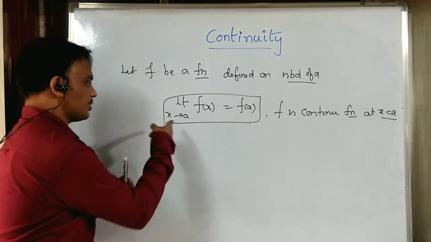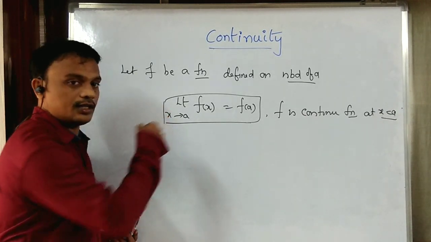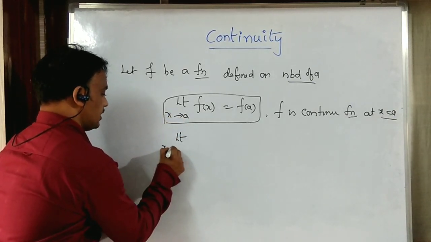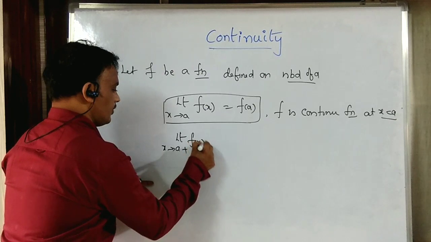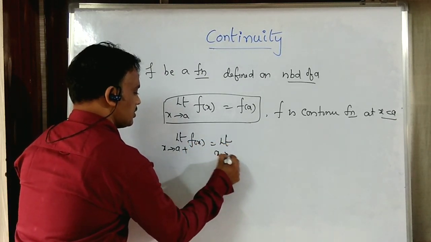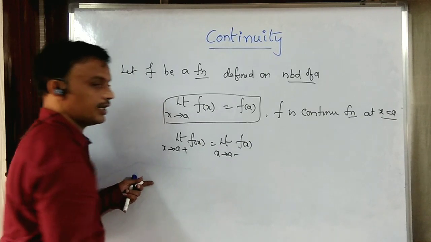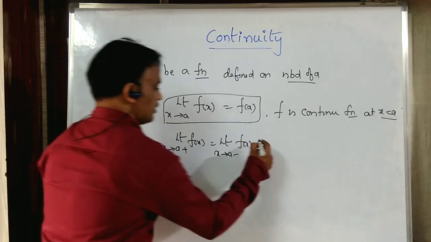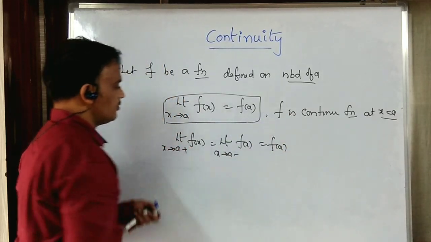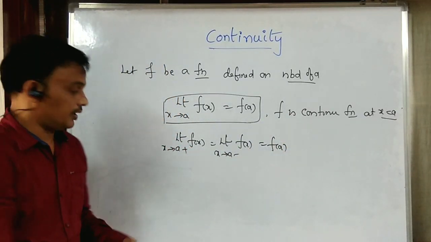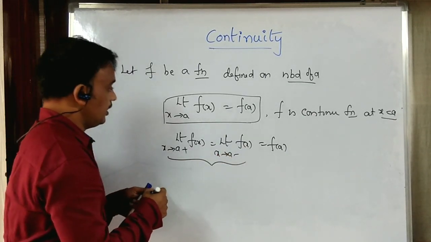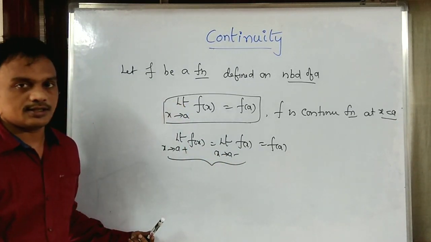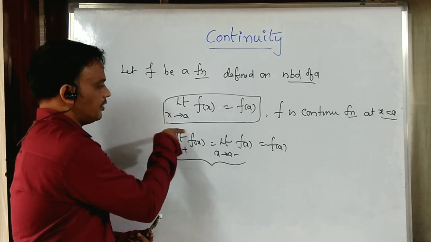One more thing, please observe the left hand side, the limit as x tends to a. First of all, the limit exists when the limit as x tends to a plus of f of x equals the limit as x tends to a minus of f of x. That means the right limit of the function and the left limit of the function are equal, and this equals f of a. This is the way of finding the existence of the limit. When the right limit equals the left limit, then only the limit will exist.